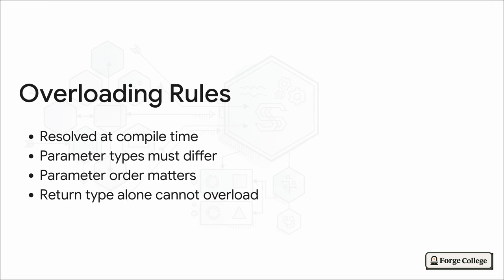Second, the parameter types must differ. Third, parameter order absolutely matters. A function taking an address and then a uint is seen as completely different from one taking a uint and then an address. And finally, and please mentally highlight this one, changing only the return type will not create an overload. The compiler will throw an absolute tantrum and your contract just won't compile. The inputs have to be distinct.